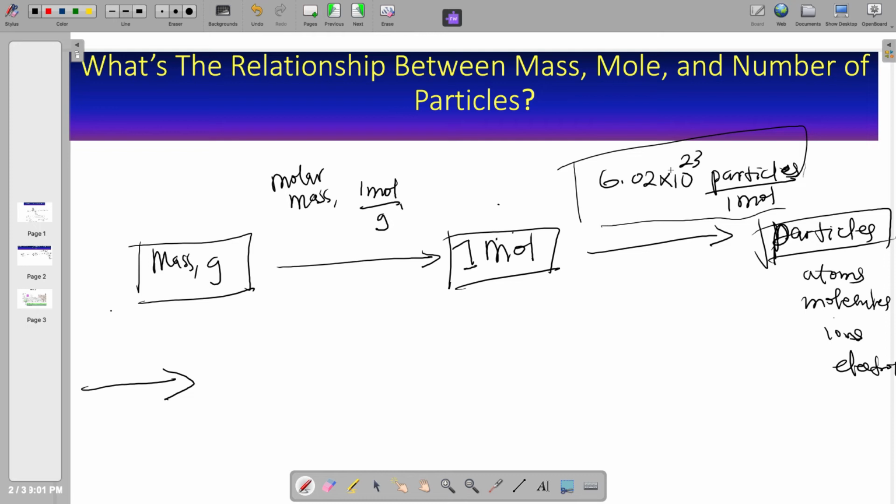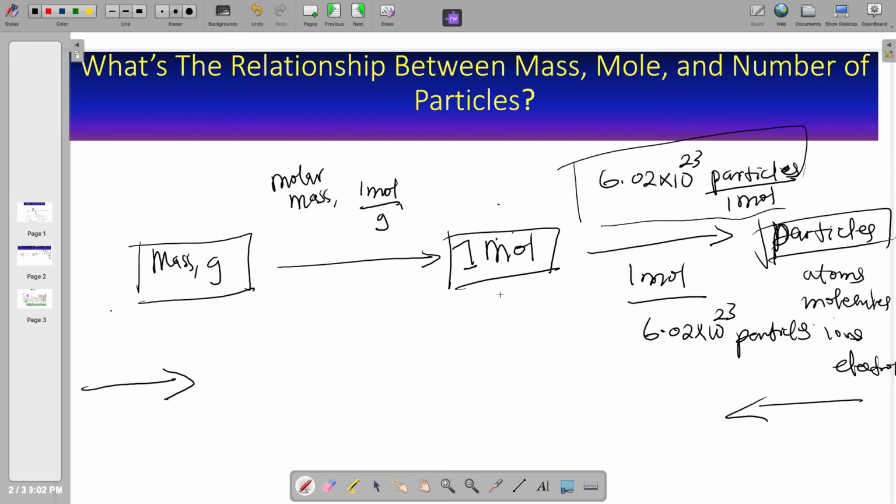So what happens if we are moving in reverse? So let's say we are moving from the right to the left. Remember, the first was from left to right. So now I want to go from right to left. So to go from our particles, which could be atoms, molecules, or ions, to moles, we have to use Avogadro's number again, but we have to flip it. So the ratio now becomes 1 mole on top, and Avogadro's number at the bottom here. Okay. So that is that. So particles will cross out, and you just have moles.